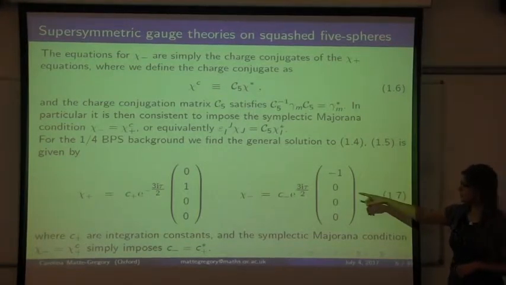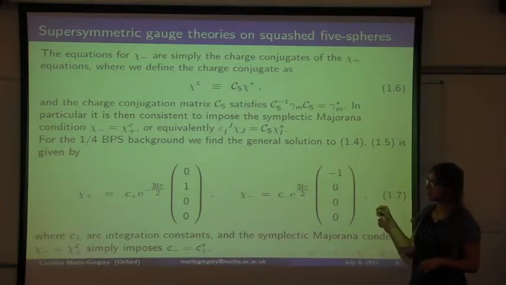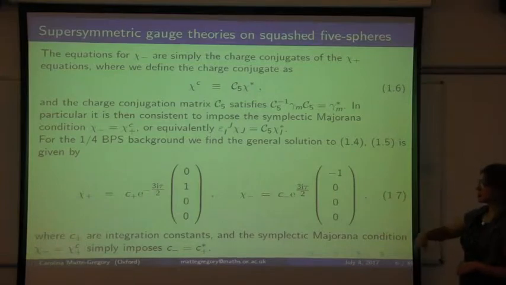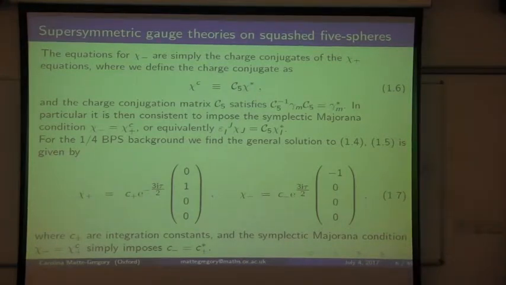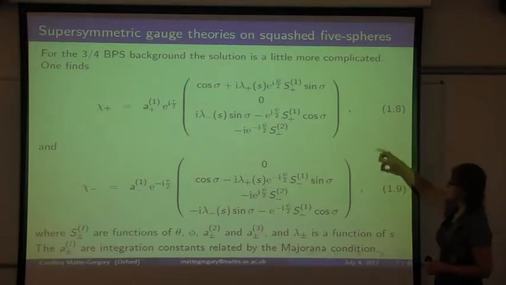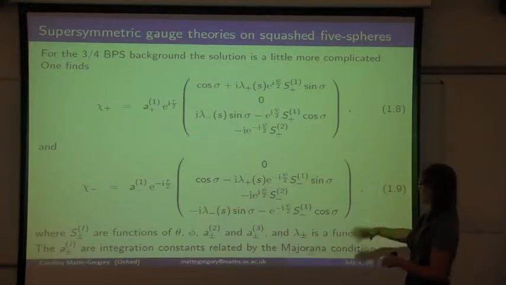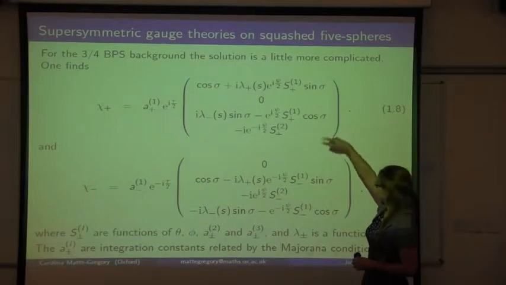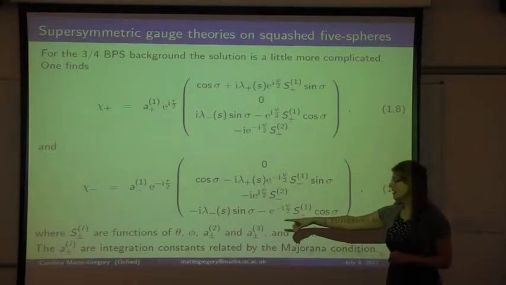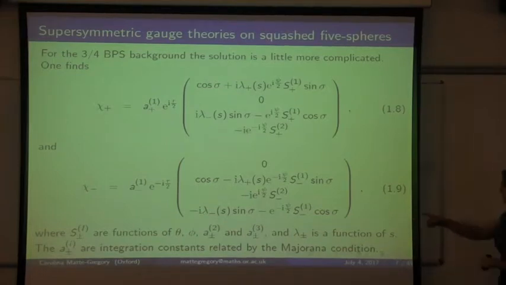It's just a function of tau. Tau is one of the coordinates on the CP2, and C plus and C minus are just integration constants, and they relate to each other through this Hermitian function. In the case of the 3/4 BPS, it's a much uglier expression. In particular, I didn't even put all the expressions here. These S's are not very nice functions of theta and phi, which are also coordinates in CP2.